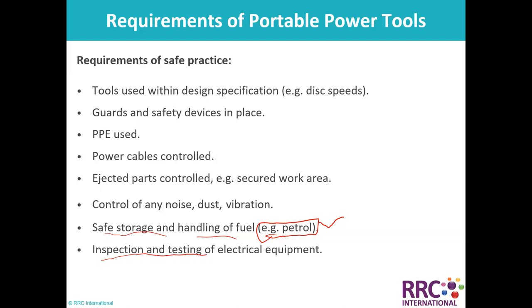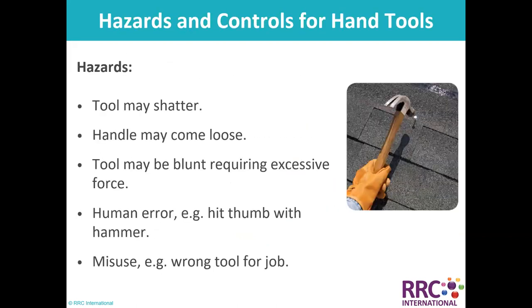Then inspection and testing of electrical equipment. We have to inspect and test the electrical equipment. For example, for all kinds of tools, we must check their cords before we use or operate them. So these are the requirements of portable power tools. And this is the end of our module 9.2.